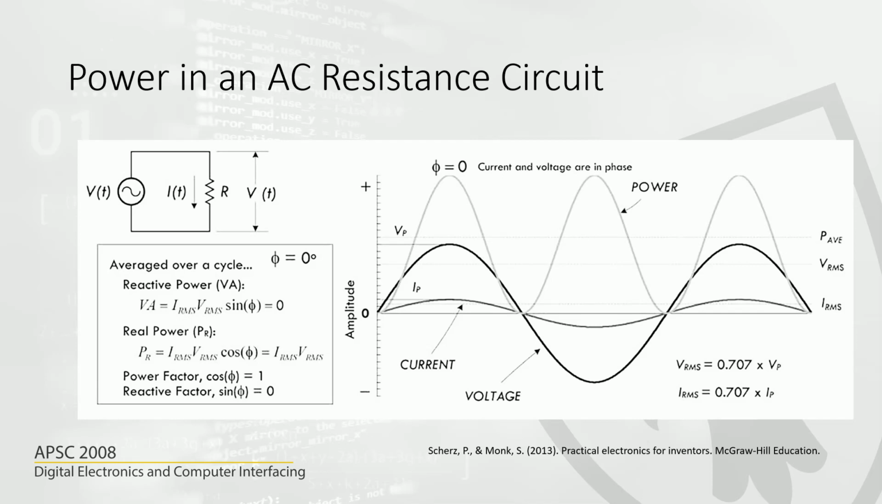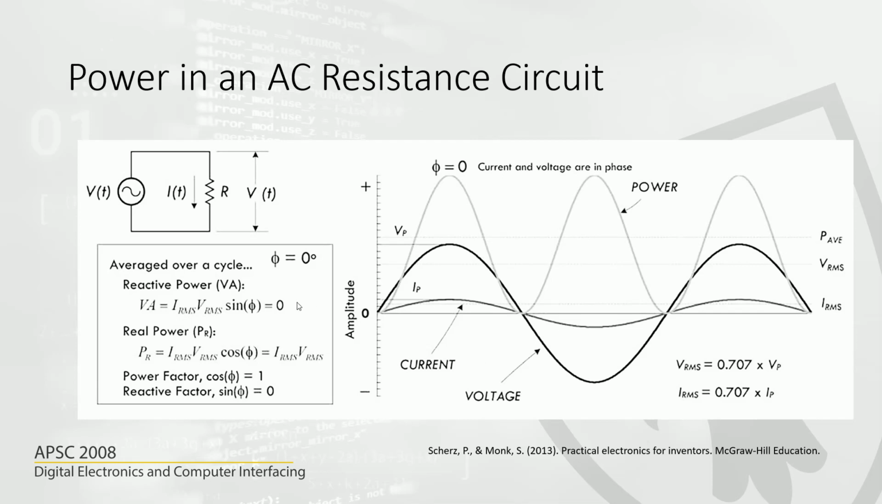And how do we find power in an alternating current resistance circuit? So here is an alternating current source and you have a resistor. In this case, since the resistance is going to be some constant value, when the voltage increases, the current will also increase proportionally. So when the voltage is negative, the current will also be negative.